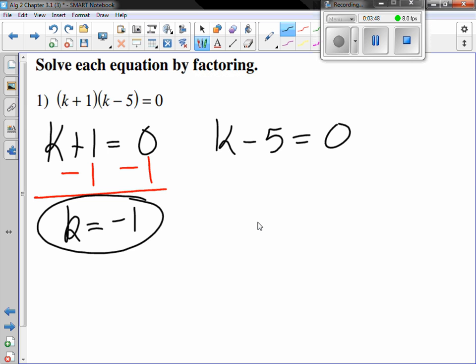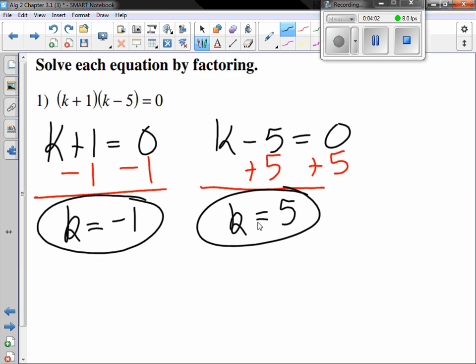Questions on this? Let's do the other one. What would we need to do for this one? Add 5. We're done, because we're trying to find the values of k that would make this function 0. When k is -1, well, -1 plus 1 is 0, so the whole thing would be 0. The same thing is true with 5, because 5 minus 5 is 0. The whole thing becomes 0. Questions on this?